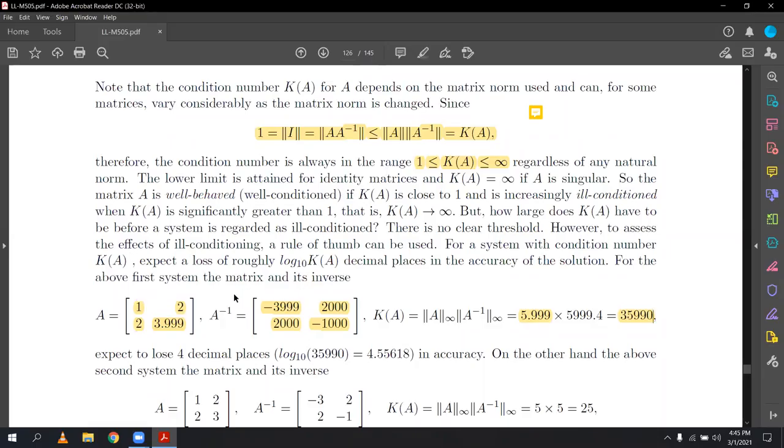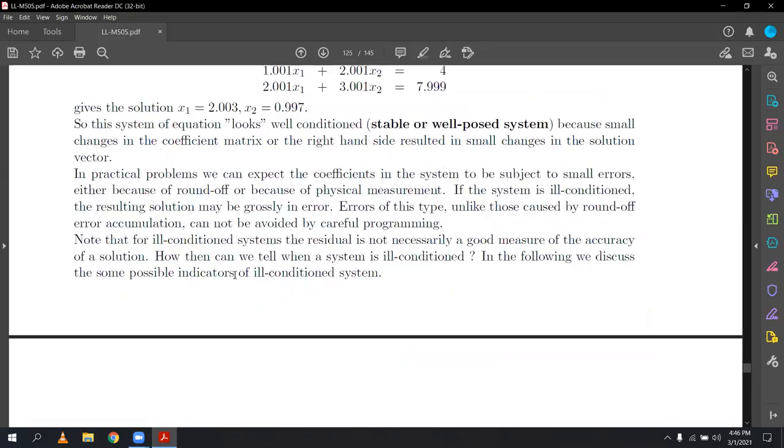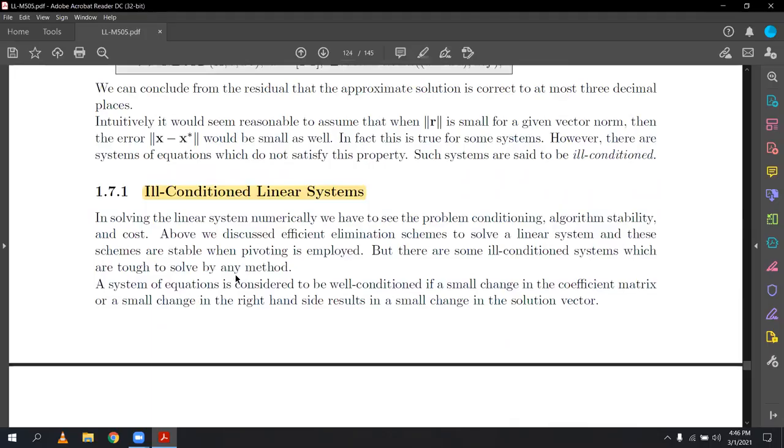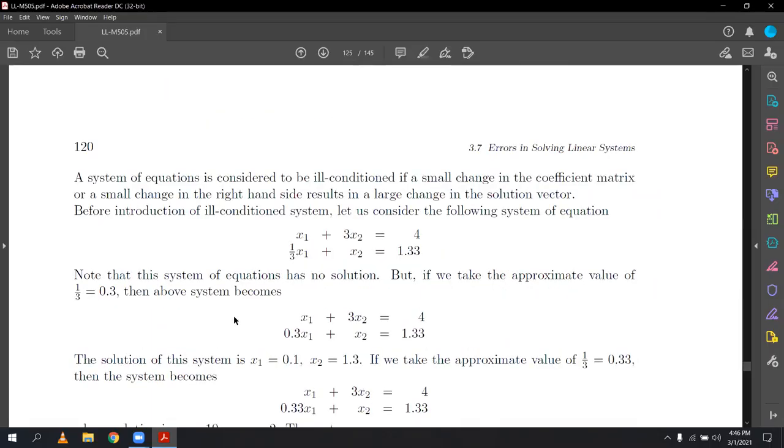Also, you can have another way to check. You see the matrix A is this one. The elements of the matrix A are very small: 1, 2, 2, and 3. But when you find the inverse, they are very big. It means something is wrong, and the wrong is that your original A is ill conditioned. And there is also another condition we can mention for ill conditioning. I mentioned here in this example, we have a system, right?